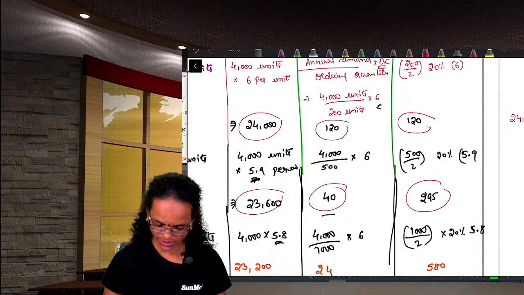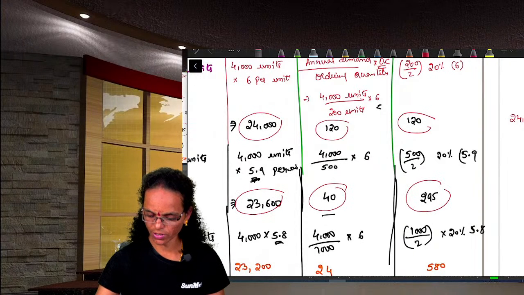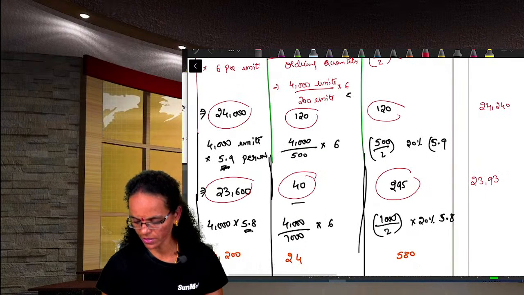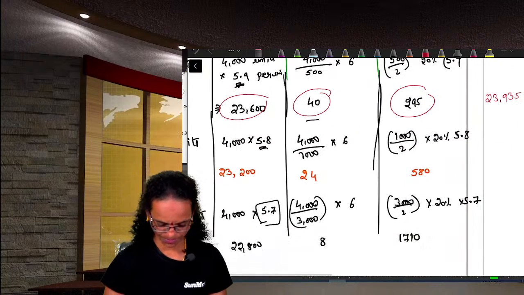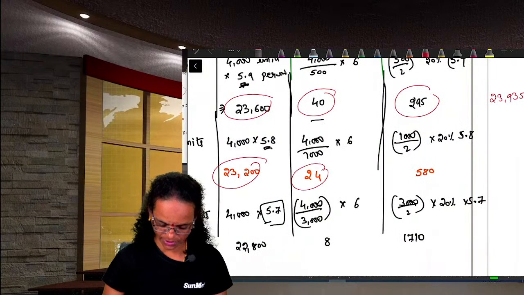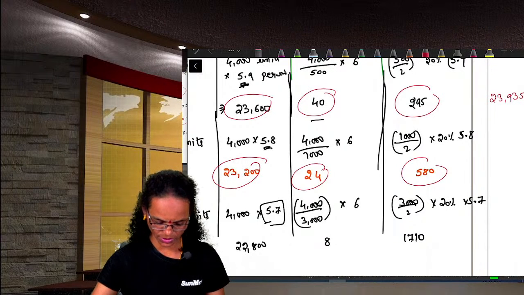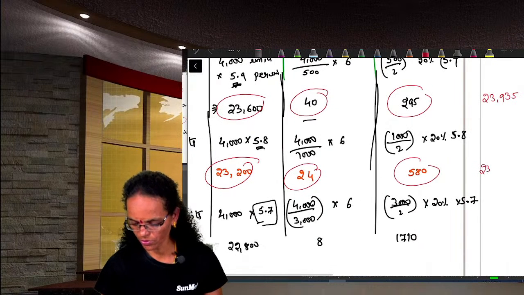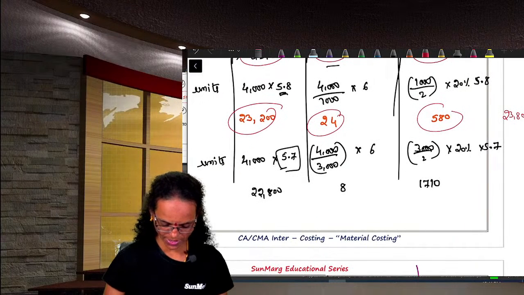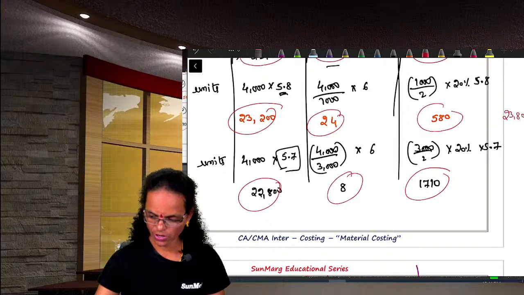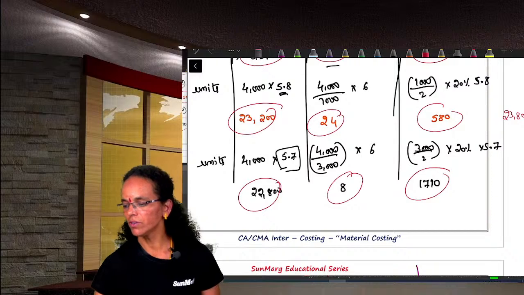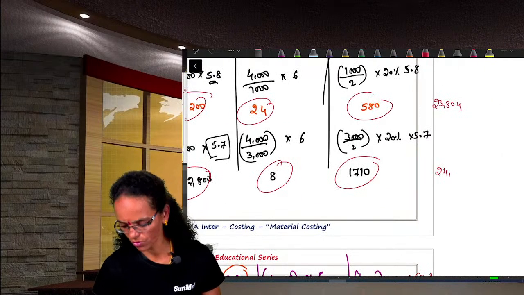Here next, these 23,600 plus 40 plus 295 is 23,935. Next, this one, 23,200 plus 24 plus 580 is 23,804, and this one, 22,800 plus 8 plus 1,710, that is 24,518.